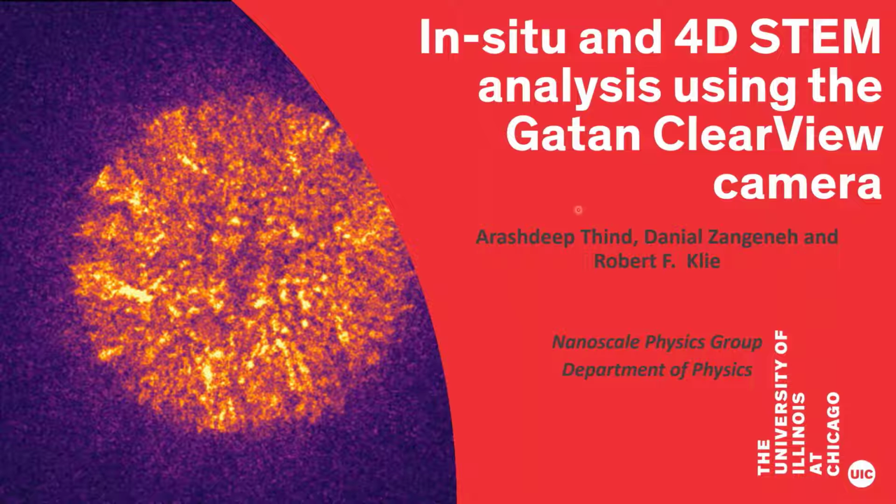Today we have three speakers, Dr. Arashdeep Singh, Mr. Daniel Zangane, and Professor Robert Klee, all from the University of Illinois, Chicago. Arashdeep is a postdoc in Professor Robert Klee's nanoscale physics group. He uses electron microscopy and materials modeling to develop fundamental atomic scale structure property relationships in functional materials. Daniel is a third-year physics graduate student in the nanoscale physics group at UIC. And his PhD research focuses on the atomic scale and in situ characterization of nanoscale systems for energy storage and optoelectronic applications.